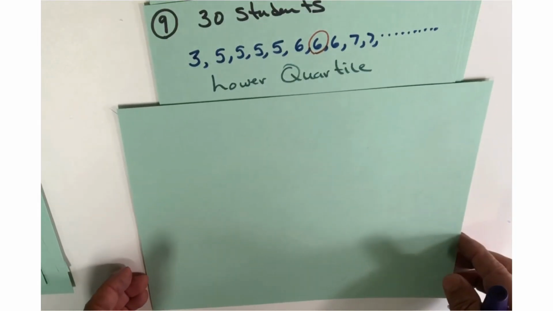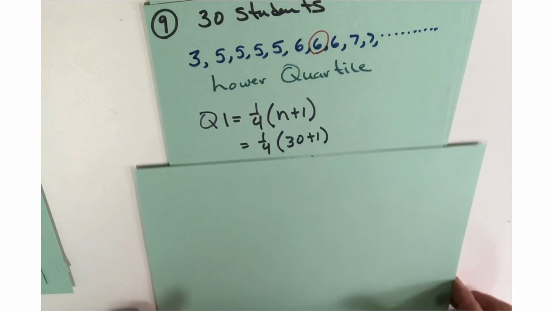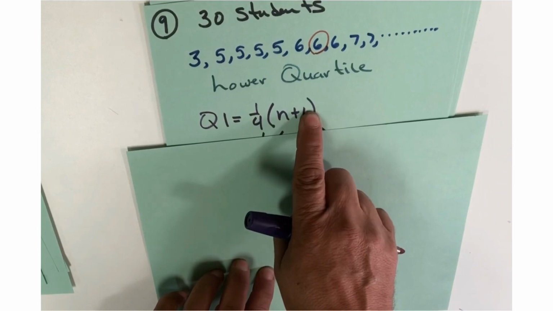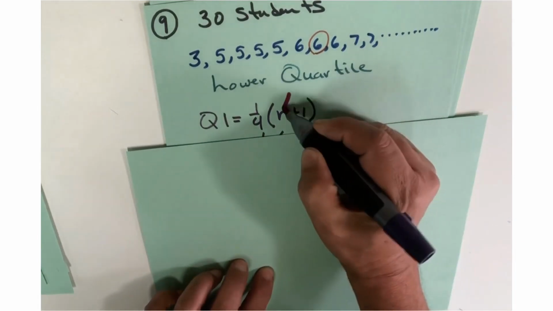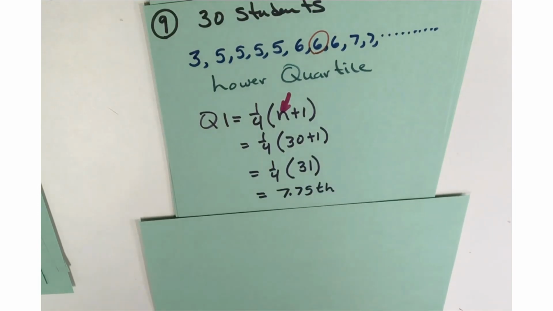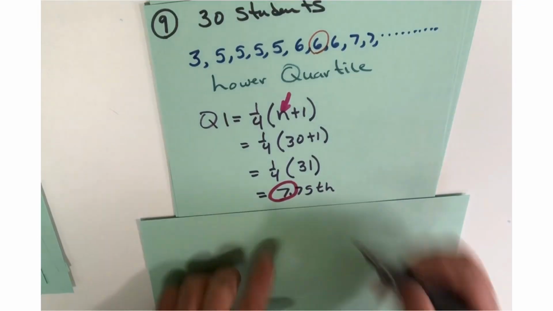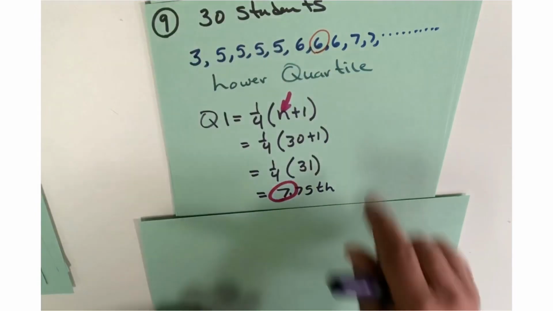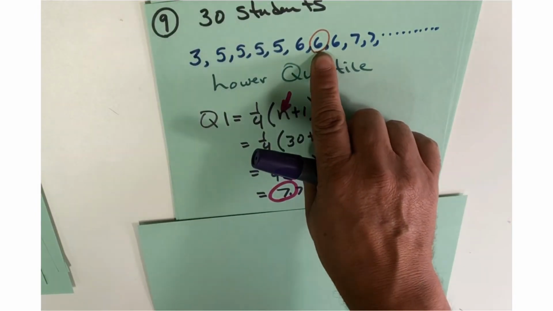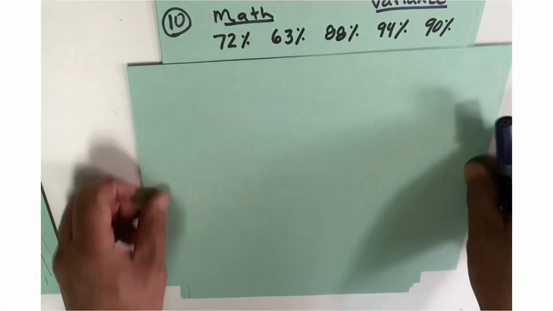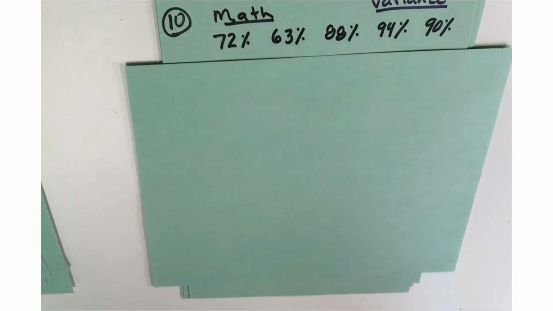If the keyword is the lower quartile, Q1, then you're just going to use the formula here, which is 1/4 of n plus 1. Plug in 30 right there. And you get 31 divided by 4, and you end up with 7.75. What does that mean? I'm looking for the 7th number. Alrighty, 1, 2, 3, 4, 5, 6, 7. That is why the lower quartile is 6. Okay? Wonderful. Okay, those were not that bad.